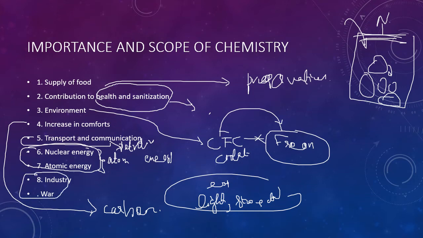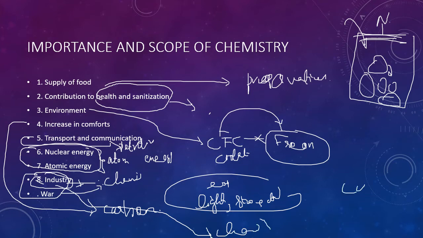In industry and war, again, we are using chemistry, like in making weapons, chemical weapons or anything. In industries, if we need to produce chemicals like fertilizers, the industries are using chemistry. To clean the harmful waste coming from industry, we are using chemistry there, like catalysts and all. So this is how it works. So this is the importance and scope of chemistry.